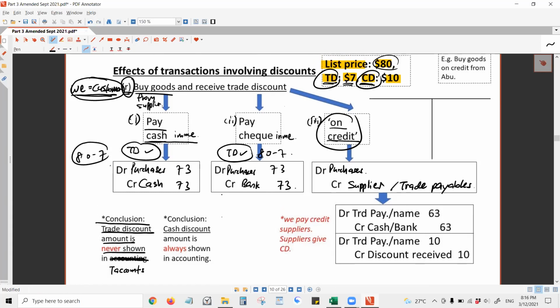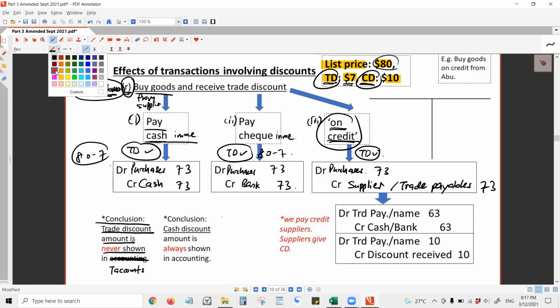Now for the R3, where we buy goods on credit, how much would we owe to the supplier after we have received the goods? Again, it is 73. The supplier should have deducted the trade discount for us, because when they send goods to us, they should know how much we are buying. Therefore, at that point, we can deduct the $7 straight away. So here we are applying the trade discount.